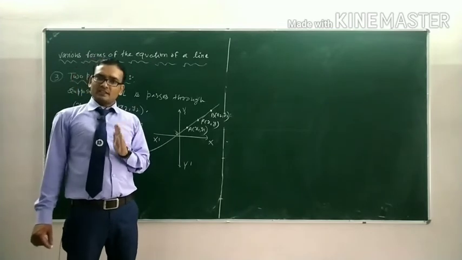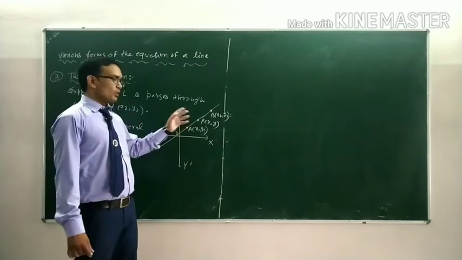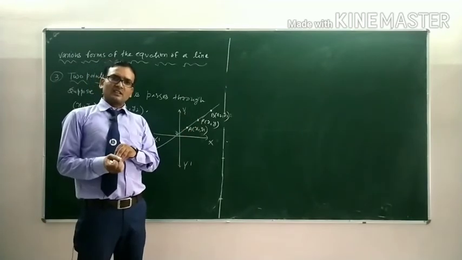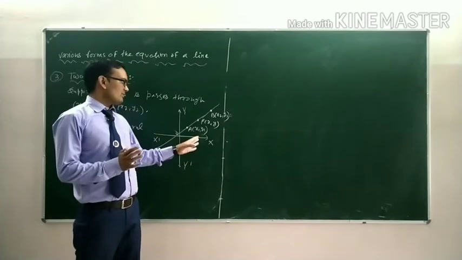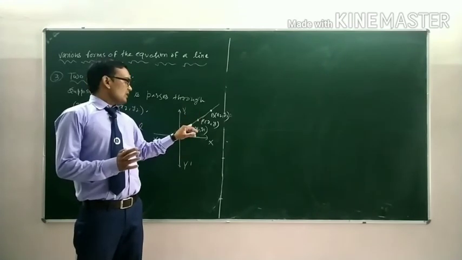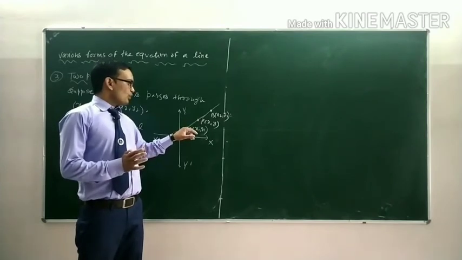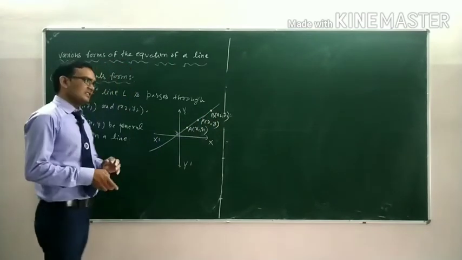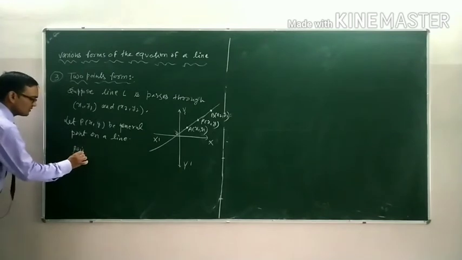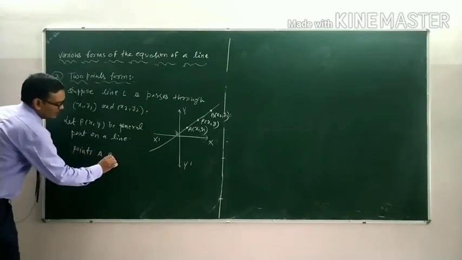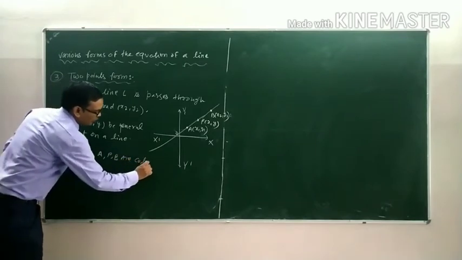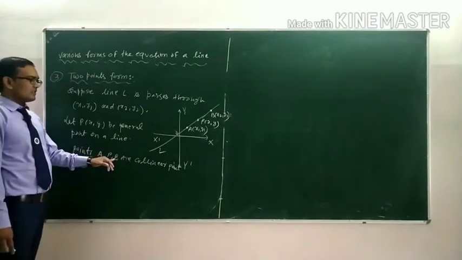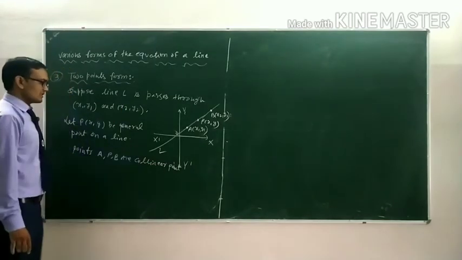Okay students, why? Because we suppose that point P is on this line. Then we find the equation of this line. That means point A, point P, point B lie on this line. Points A, P, B are collinear points.